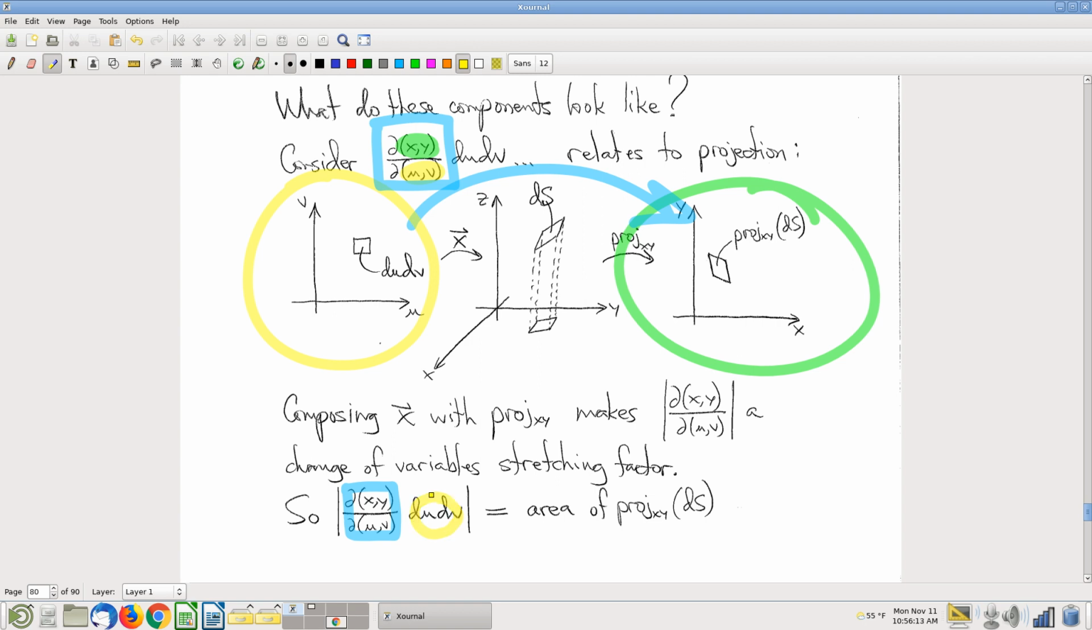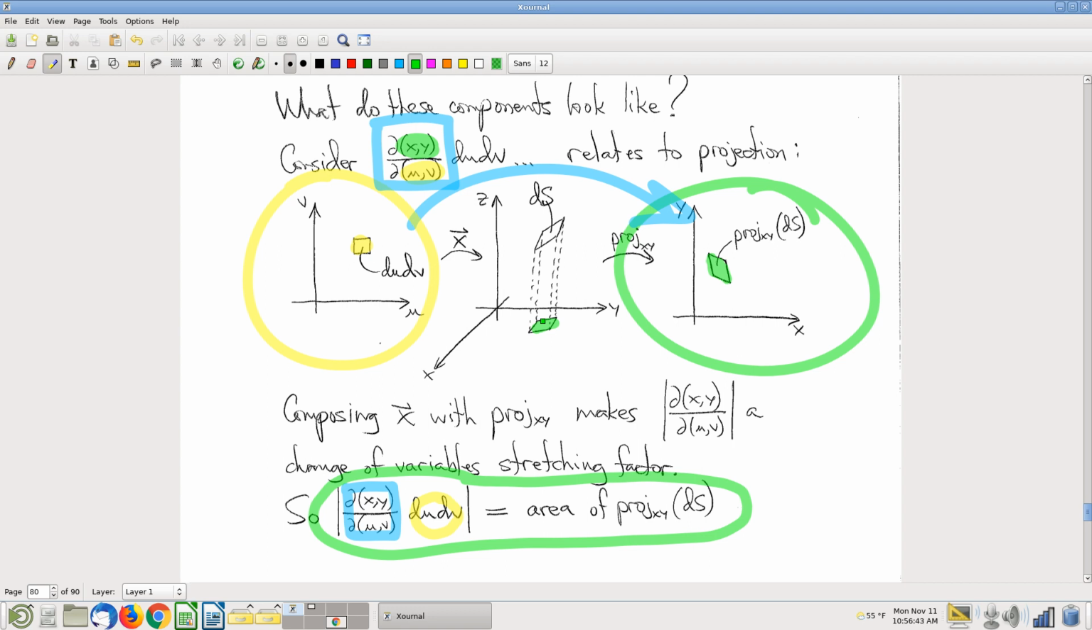There's a little piece of size in the UV plane, du dv. Input area times stretching factor gives you output area. Oh, the stretching factor is the absolute value, sorry. So the absolute value then is output area. It's this little area right there. Namely, it's the area of the projection. I mean, it literally is. It's wonderful how everything fits together like this.